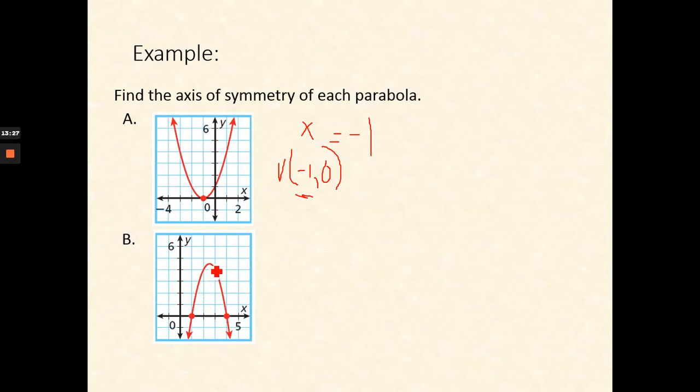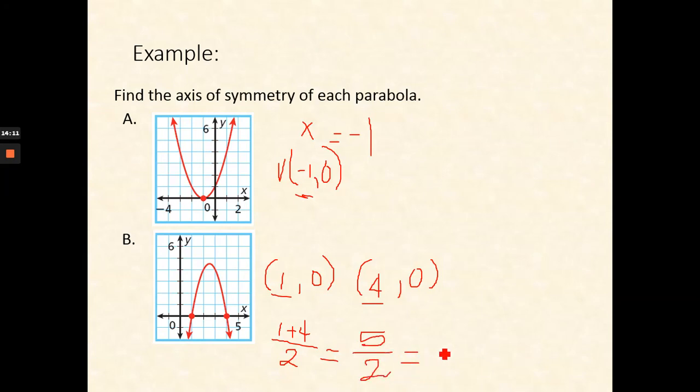Okay? How about here? It is too difficult to identify this one. That's why we need to concentrate on this. What are the coordinates of that point? Your x here is 1 and your y is 0. And then, what are the coordinates of the second point? 1, 2, 3, 4. And your y coordinate is 0. So all you need to do is add the 2 x values. 1 plus 4, divide it by 2. So 1 plus 4, that is 5, divided by 2, so you will have 2.5. 2.5 is your axis of symmetry. Okay?